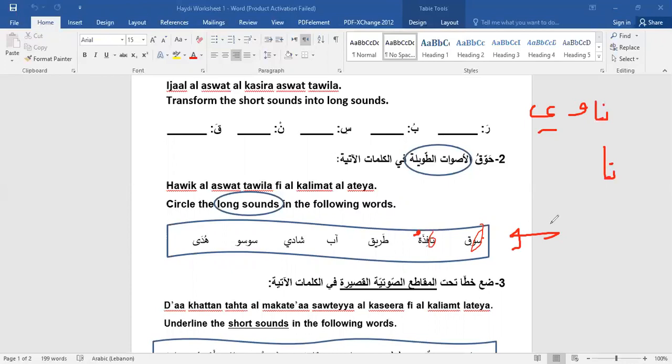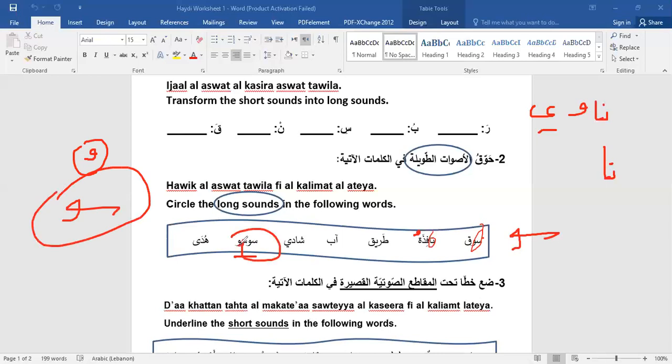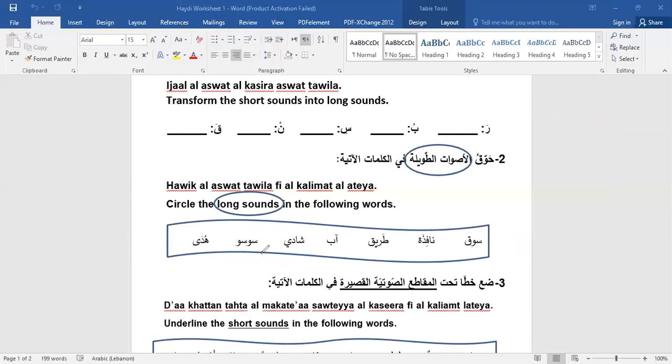So, yes. Long sound here in this word. Long sound, not on all of it. Heidi, this is a letter that makes a long sound, but with this one, it's all of it, okay? This is all of it a long sound. Read it. How do we read it? So. Yes. Here. Where is the long sound in this word?